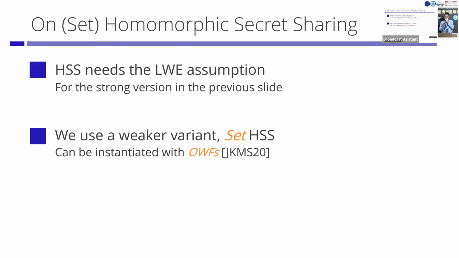In the previous slide, I explained our essential idea, where we use homomorphic secret sharing. However, this primitive needs the irreducibility assumption. But in our actual construction, we use a weaker variant, set homomorphic secret sharing, which can be obtained from a standard one-way function. So our construction is based on one-way functions. I oversimplified the construction to explain our idea.